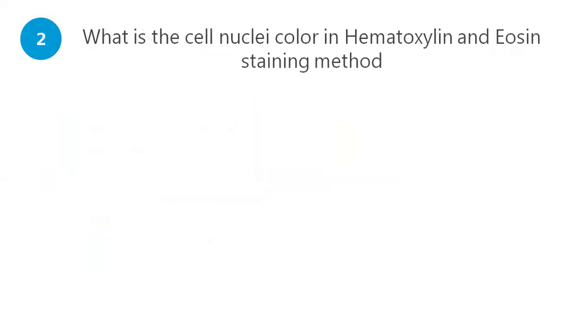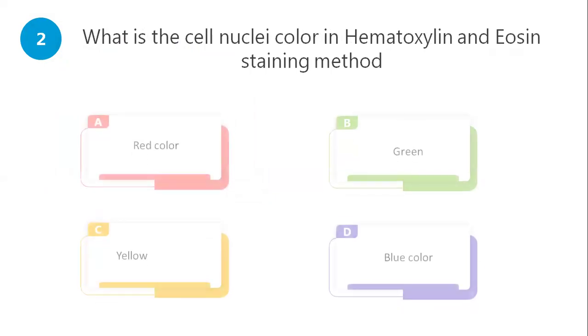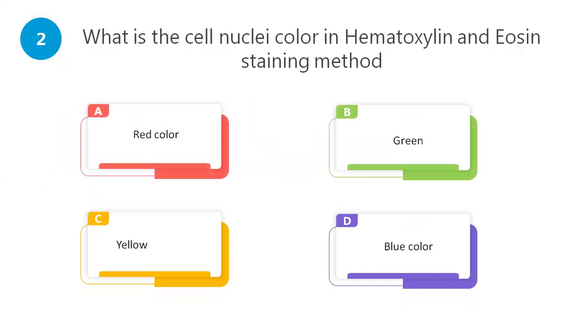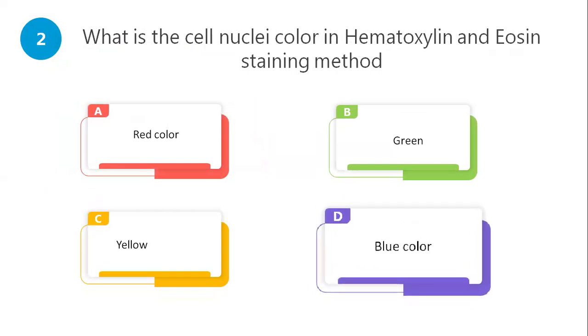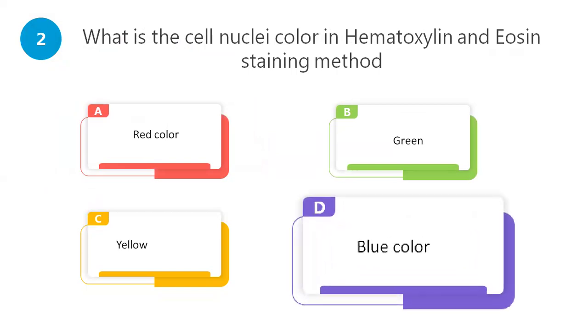Next question, what is the cell nuclei color in hematoxylin and eosin staining method, in H&E staining method? Option A, red color. Option B, green color. Option C, yellow color. Option D, blue color. Here the right answer is option D, blue color.